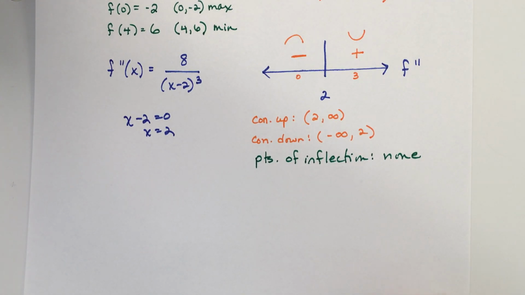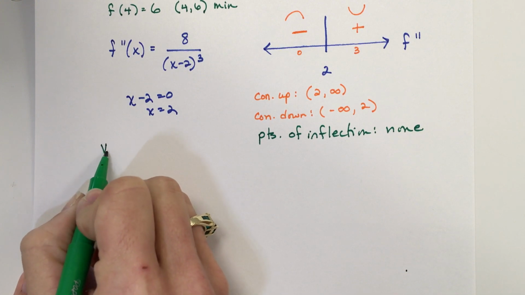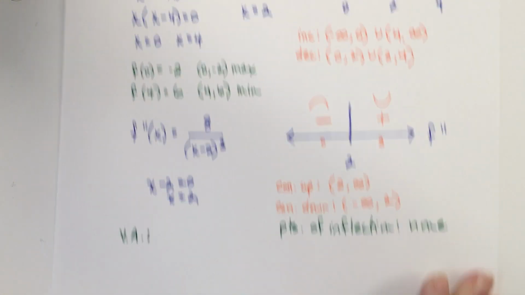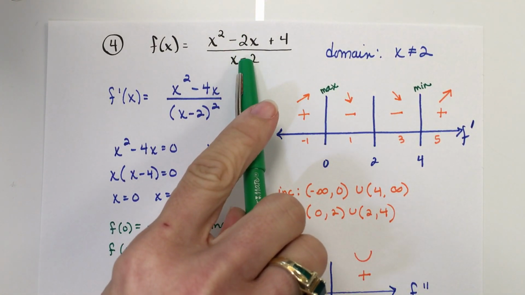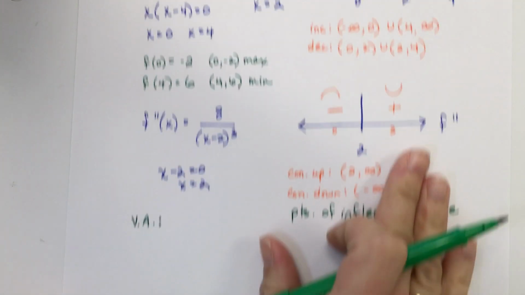All right, let's talk about asymptotes. As far as a vertical asymptote, that's going to occur at the values that are going to cause your original function to be undefined, and that's going to be at positive 2.